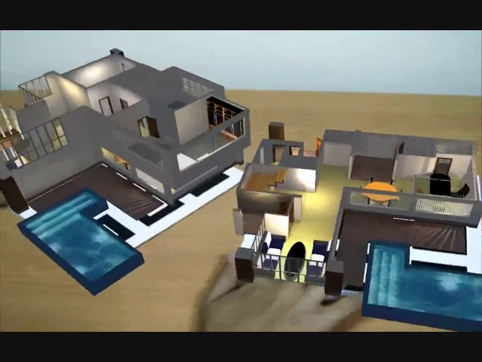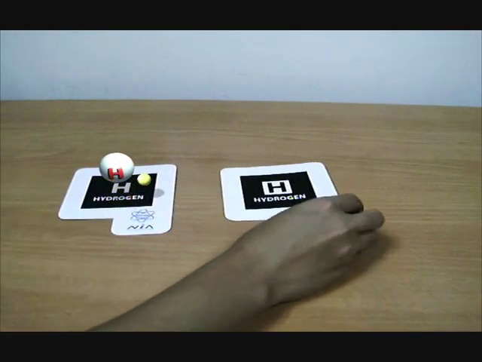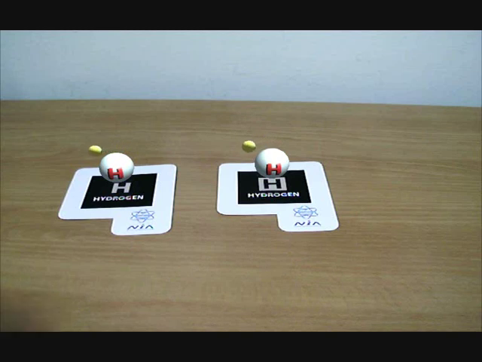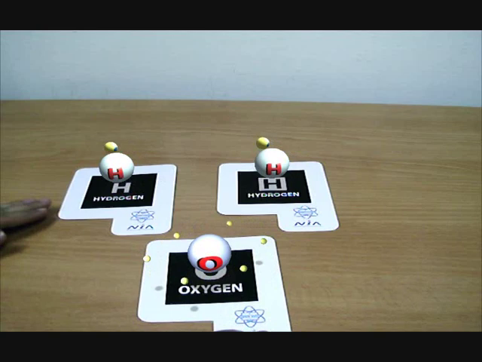The models can also interact with each other. For example, when put close together, the oxygen and hydrogen atoms can combine into an H2O molecule, water.